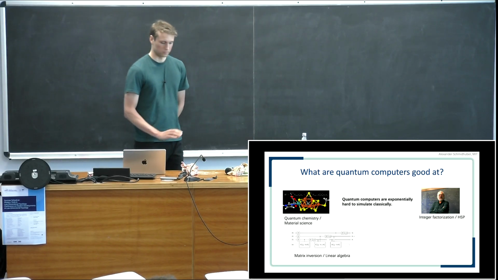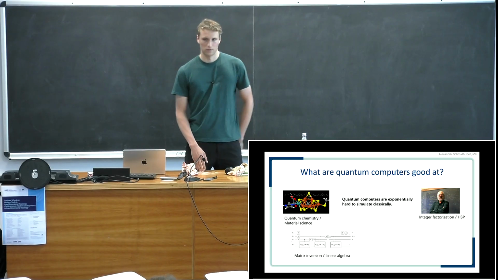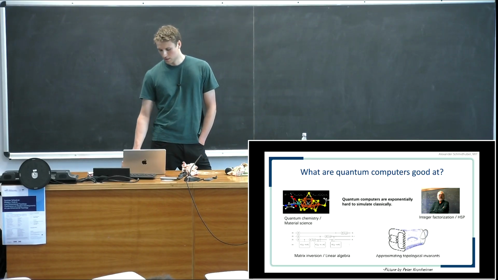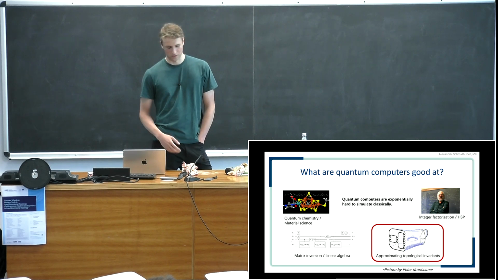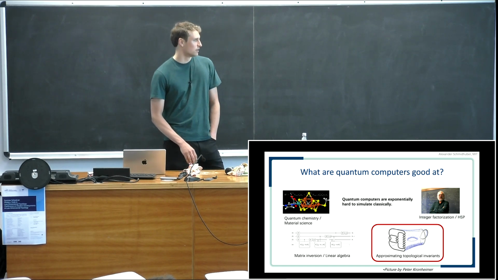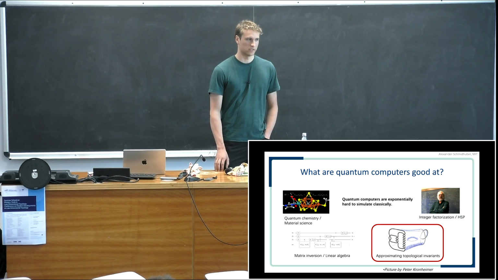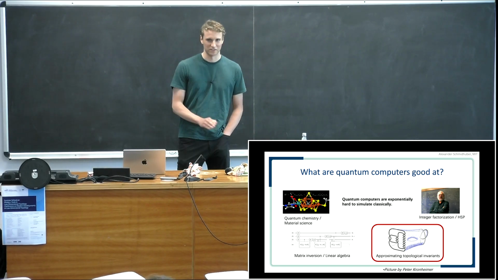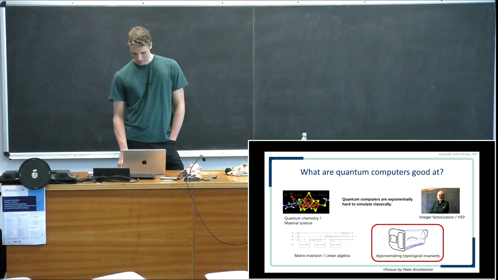They're also good at some specific linear algebra problems. The reason for that is basically that quantum physics, quantum mechanics, is linear. And crucially, which is the topic of this talk, they turn out to be good at approximating certain topological invariants. And this picture I stole from Peter, who I think is not here, so that's good.